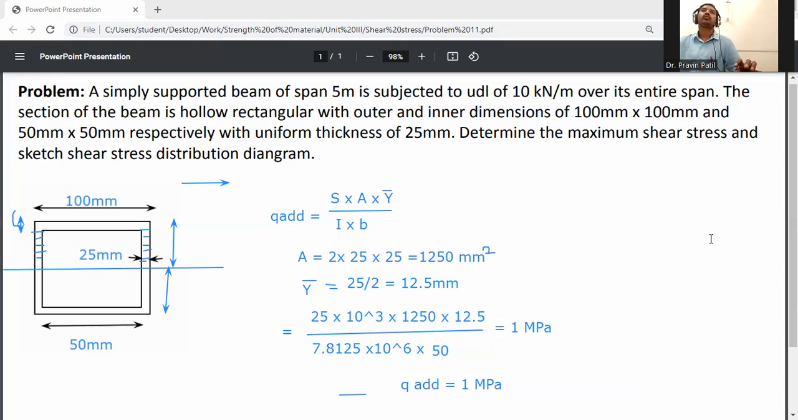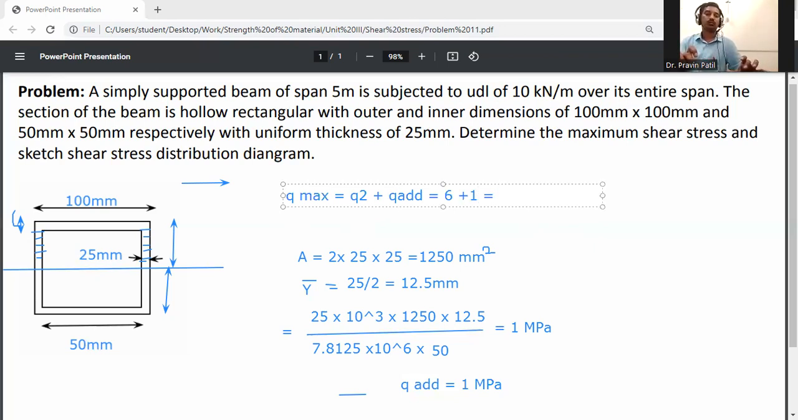So Q max is equal to Q2 plus Q additional. Q2 we calculated is 6 MPa, plus Q additional which is 1, so it will be 7 MPa. So Q max is 7 MPa, and Q additional we calculated is 1 MPa.